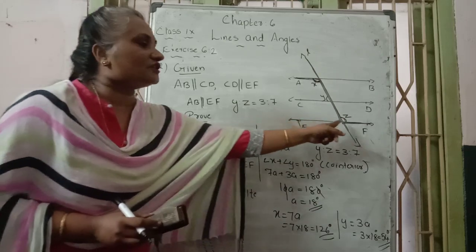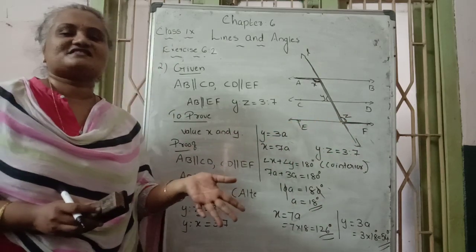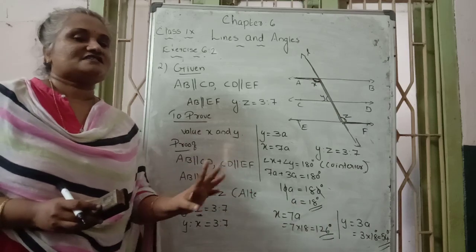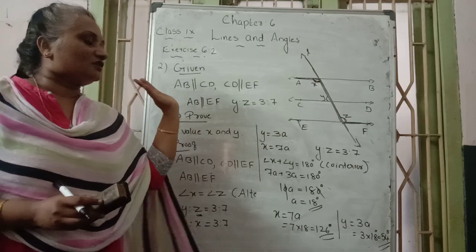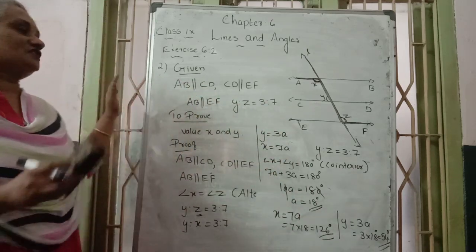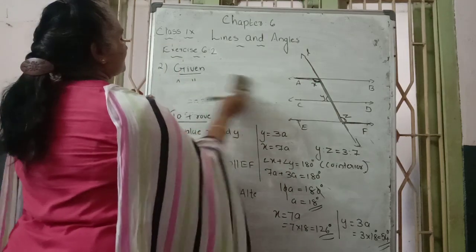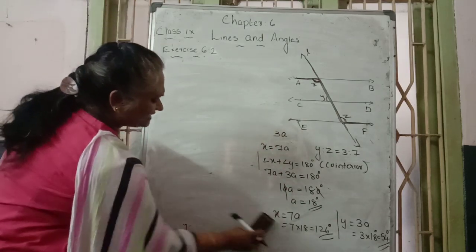So x is 126 degrees, which means z also becomes 126. Both are equal, we proved that. They did not ask for z, they are just asking x and y. So z also becomes 126. X is 126 and y becomes 54 degrees are the angles. Next, I hope you can understand this question. Then next question.